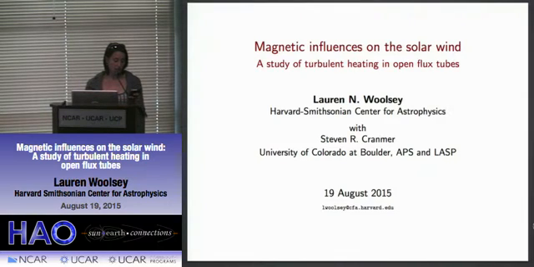She started her graduate work in August of 2011 with Steve Kramer, who's sitting right there, at the Harvard Smithsonian Center for Astrophysics. She completed a master's project in 2015 on one-dimensional modeling of coronal hole flux tubes, and has continued to look at the effects of turbulent heating of the solar wind. And as I understand, this is the kind of thing that she's going to be talking about today.